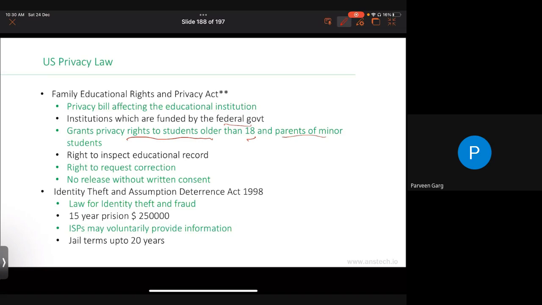Educational institutions cannot release your data without consent. That is a law. And second, if there is a correction required, you can request that correction. Okay. Then there is ITADA, the Identity Theft and Assumption Deterrence Act, not of much consequence. So again, if your identity gets stolen by someone, then it could be protected under this particular ITADA act. Okay. No need to remember the precise terms and other things.